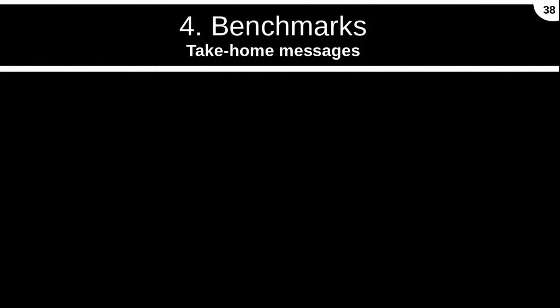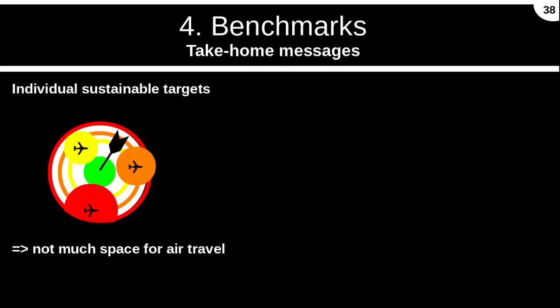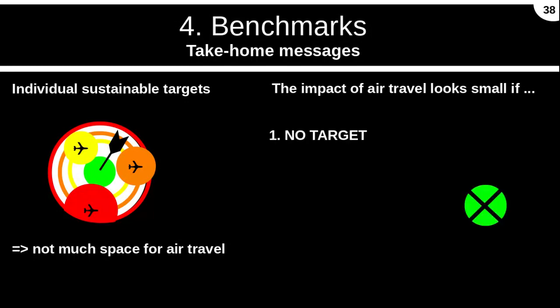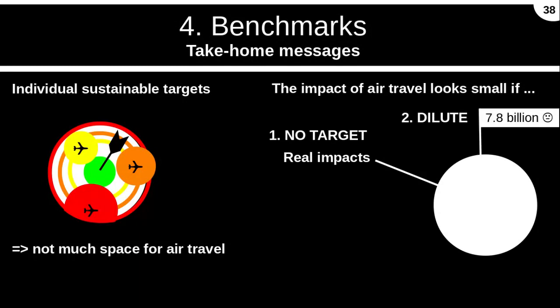What are the take-home messages from this chapter? If you consider individual sustainable targets, there is not much space for air travel. If you want the carbon impact of air travel to look small, use the following recipe. 1. No sustainable target. Express the impact as a share of real unsustainable impacts. 2. Dilute the impact of those who fly among the total impact of billions of inhabitants.